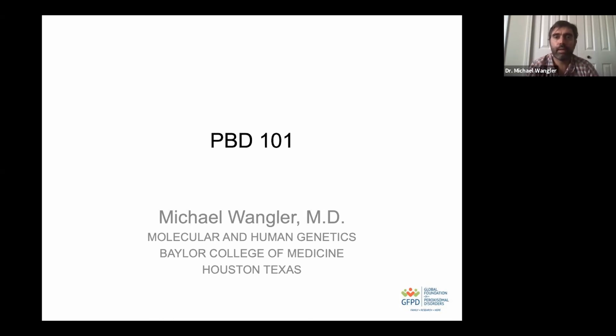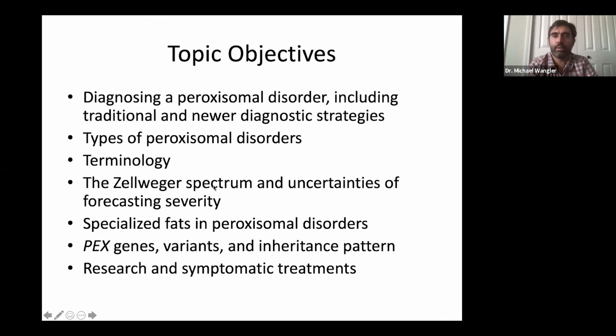So I'm gonna start by going over the objectives of our time here today. We're going to spend a lot of time talking about peroxisomal disorders and diagnosing them, including the traditional approach, and then we'll go into what's happening now in terms of the diagnostic strategy. And then we're going to cover the types of peroxisomal disorders. In the past, we've had a lot of individuals who are interested in the Zellweger spectrum disorders, so there's going to be a lot of comments about those, but we will discuss all the types of peroxisomal disorders. And then we'll go into terminology.